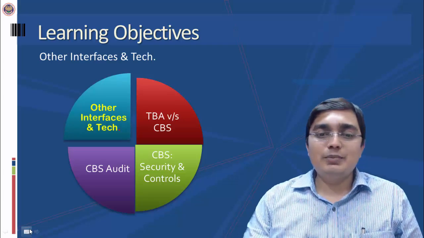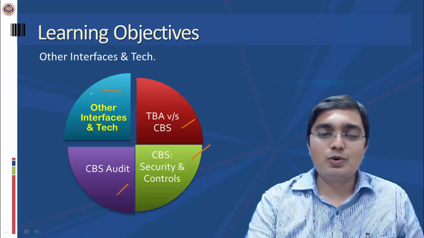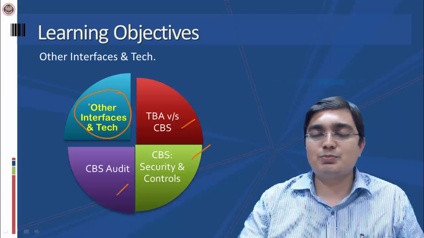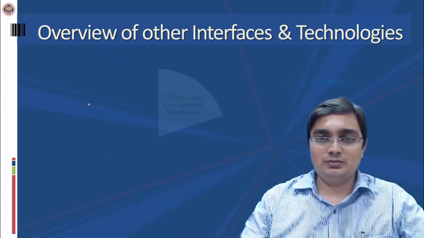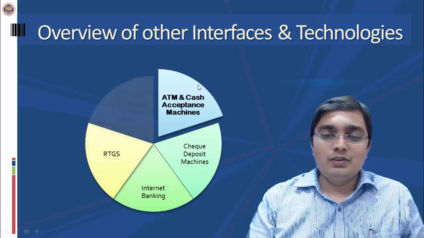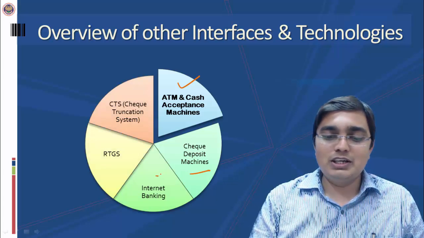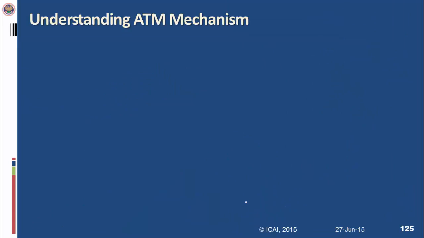We have completed up to TBA, CBS, CBS security and auditing part. We'll now focus more on the interfaces: ATM, cash deposit machines, RTGS technology and CTS technology. First we'll go through the ATM, then the cheque deposit machine, internet banking, RTGS and CTS. Let us now understand the ATM mechanism, and then the ATM audit process.